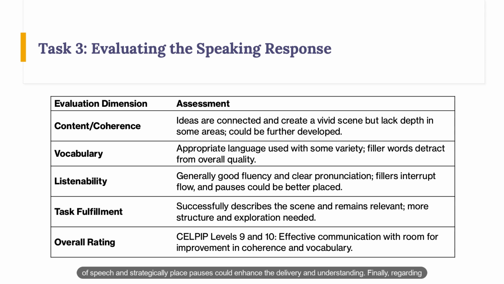Finally, regarding task fulfillment, the response successfully describes a scene and remains relevant throughout. Nevertheless, a more structured approach and a deeper exploration of observations would strengthen the response. Considering all these aspects, I would place this response in the CELPIP levels 9 and 10 category. This indicates effective communication of ideas with room for improvement in coherence and vocabulary depth.